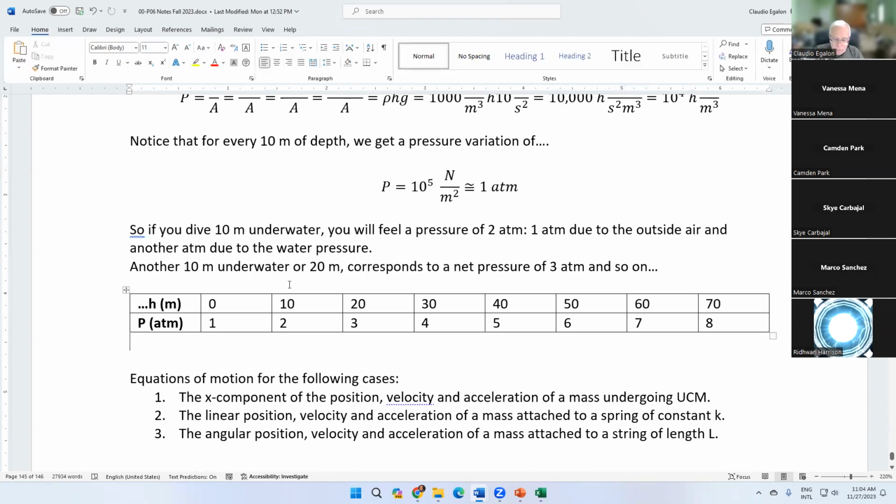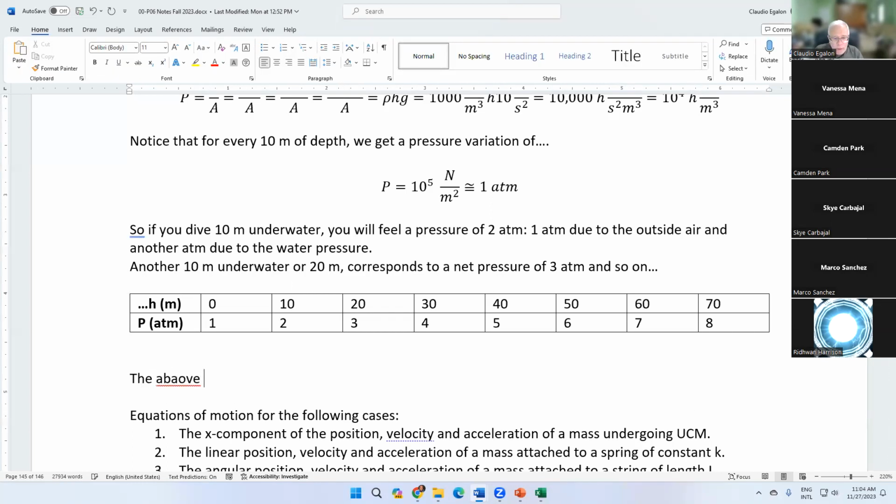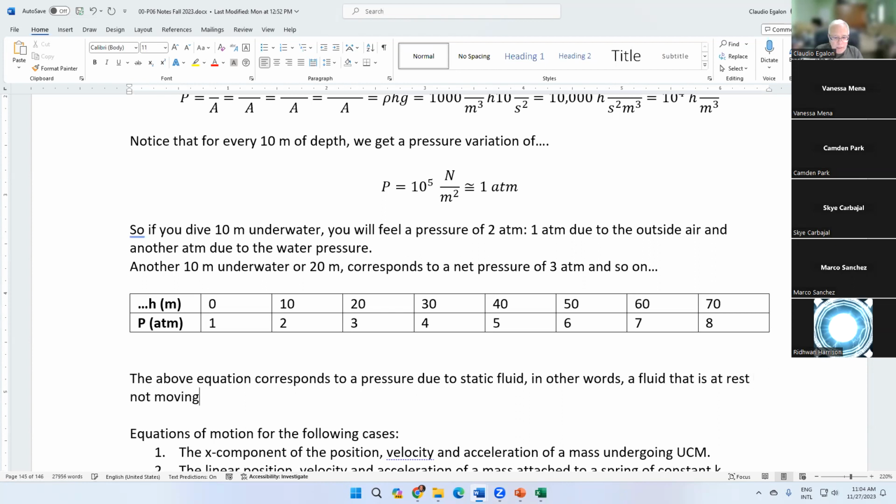Okay, but let's not forget the above equation corresponds to a pressure due to a static fluid. In other words, a fluid that is at rest, not moving, okay? If the fluid starts to move, then the problem becomes a little bit more complicated.